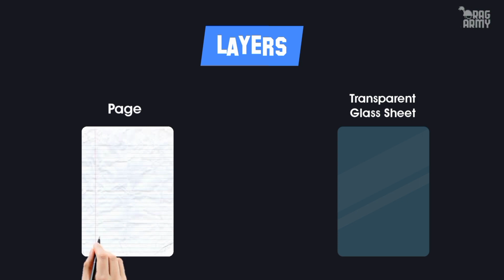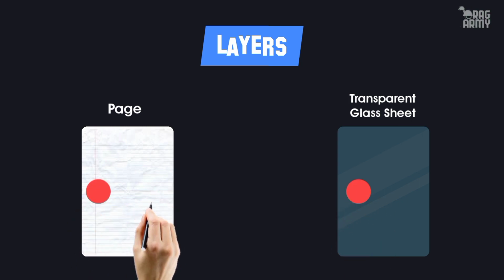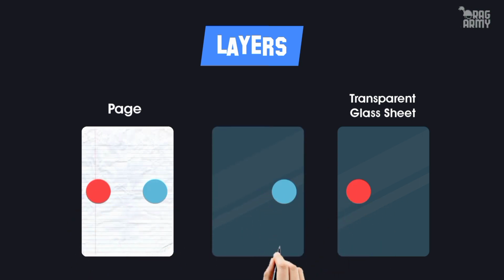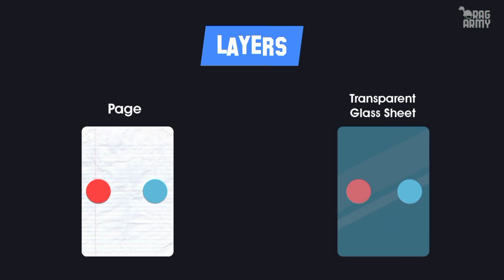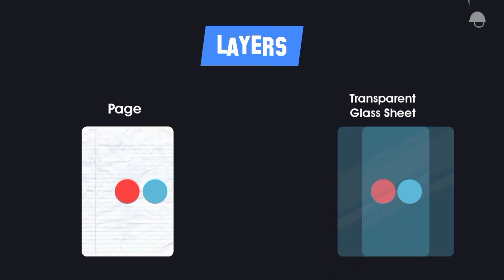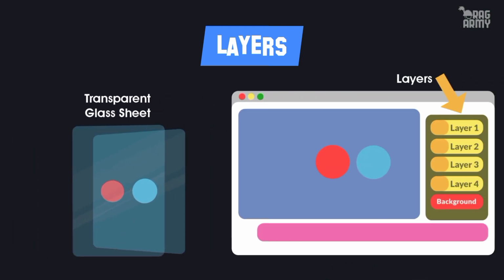Let's start with layers. Think of it like this. Imagine you have a page and a transparent glass sheet. You draw a red circle on both. Then you add a blue circle onto the page and another on the separate glass sheet, which you place above the first one. Now, to bring the circles closer on the paper, you would have to erase the red circle and then redraw it closer to the blue one. But with those transparent sheets, it's as easy as sliding one sheet a little bit and voila, you got the results you want. Layers in editing apps work similarly.